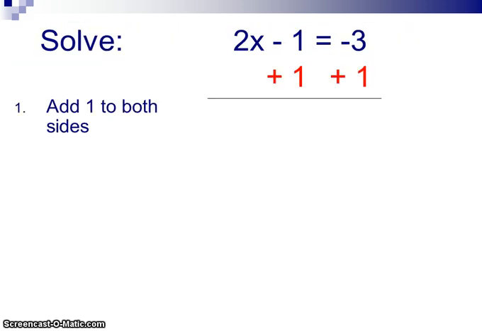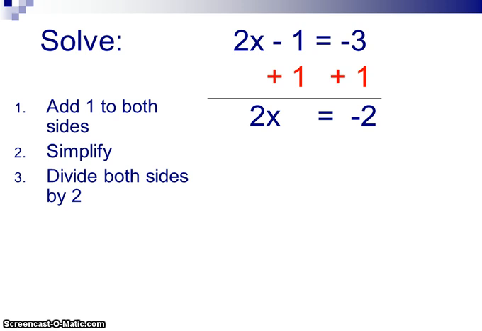Just another example here. I think this is my last one. So again, we want to get rid of that 2x. So the first thing to do is get rid of our constants, which is just our numbers. So we're going to get rid of that negative 1 by adding 1. Therefore, it will cancel out. And whatever we do to the left-hand side, we do to the right. And we see that we'll be left with 2x equals negative 2.